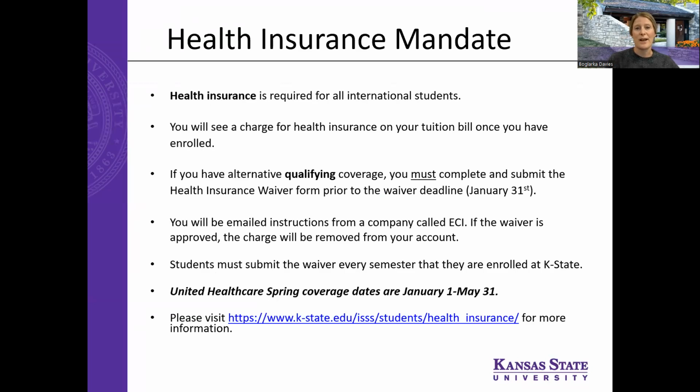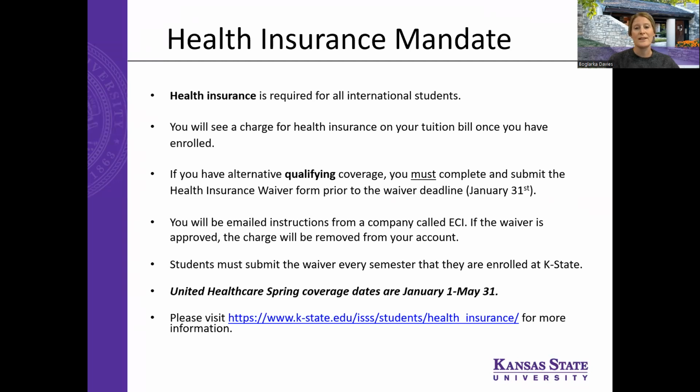Health insurance is required for all international students. You will see a charge for health insurance on your tuition and bill once you have enrolled in classes. If you have alternative qualifying coverage, you must complete and submit the health insurance waiver form prior to the waiver deadline, which is January 31st. You will be emailed instructions from a company called ECI. If the waiver is approved, the charges will be removed from your student account. Students must submit the waiver every semester they are enrolled at K-State. United Healthcare spring coverage dates are from January 1st through May 31st.